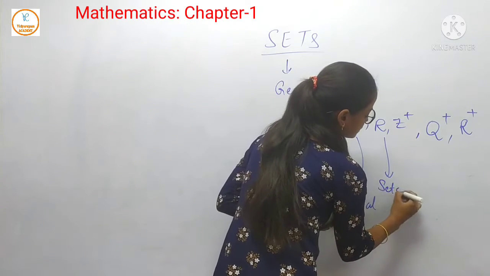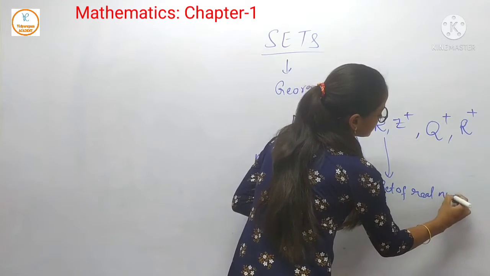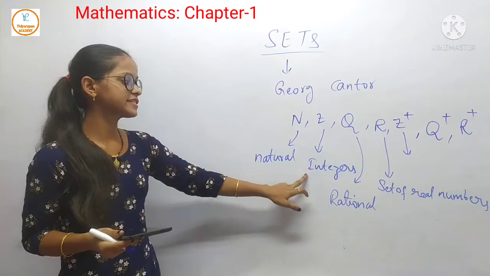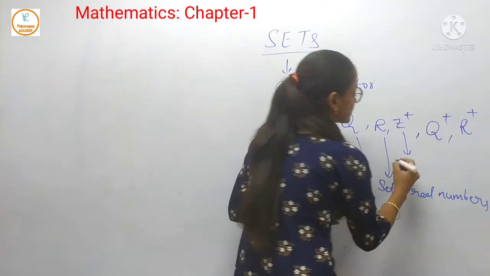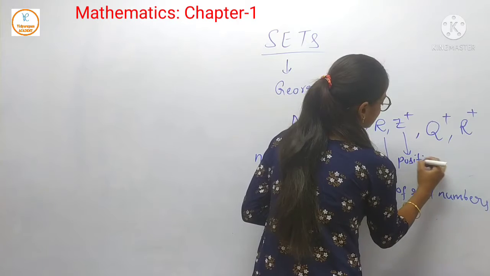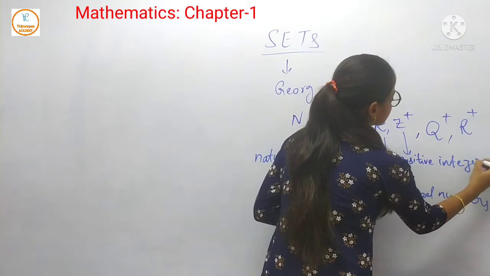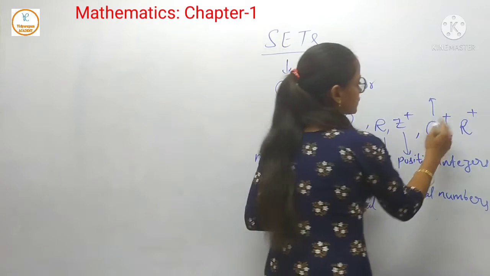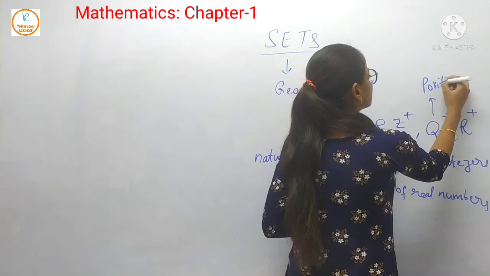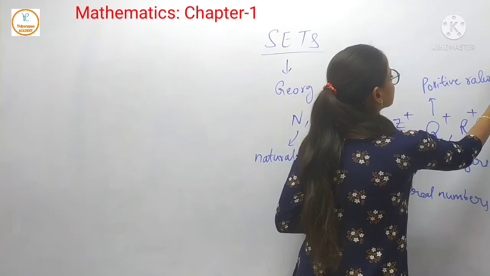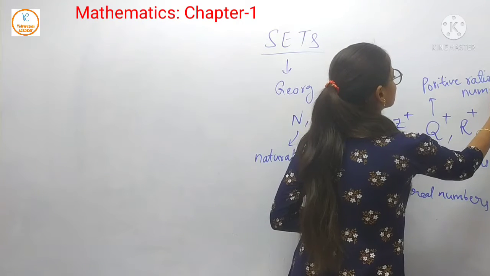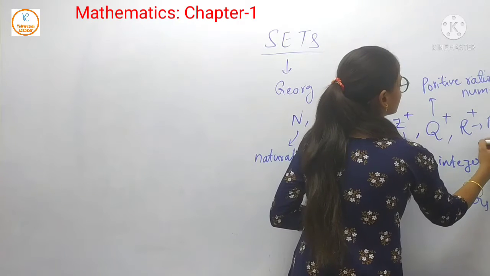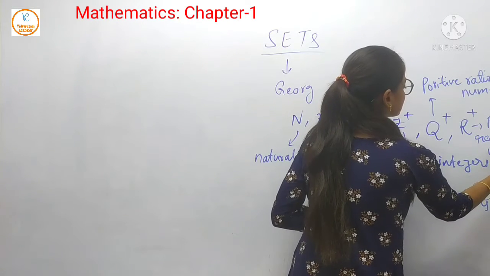So the set of real numbers, and already we know that Z represents the integers and Z plus is nothing but positive integers, and Q is nothing but rational numbers, so this is known as positive rational numbers, and this is positive real numbers. Is it clear?